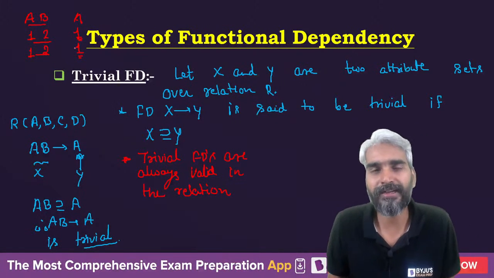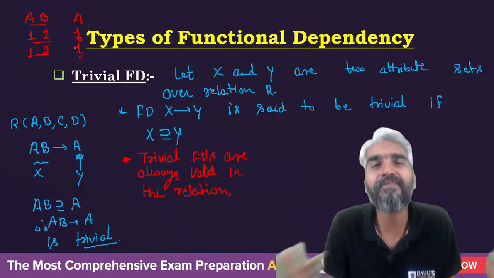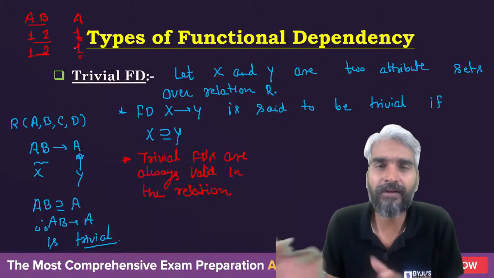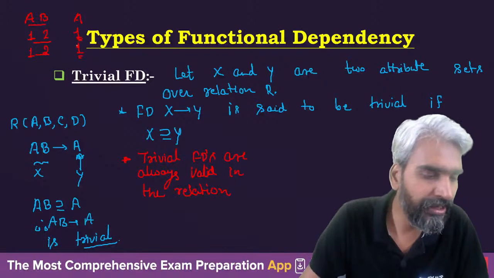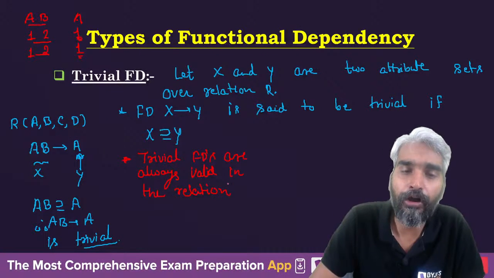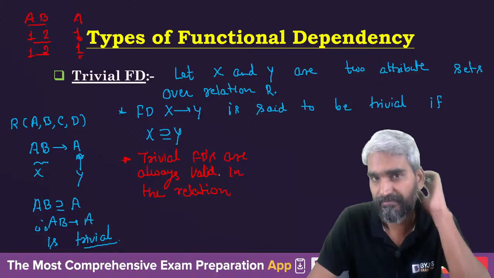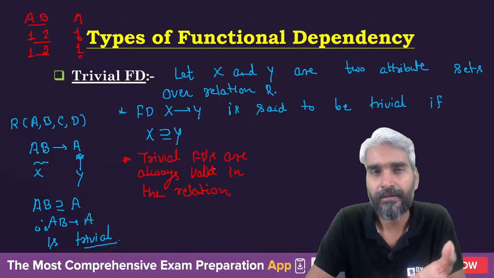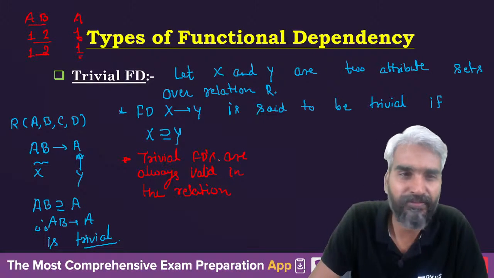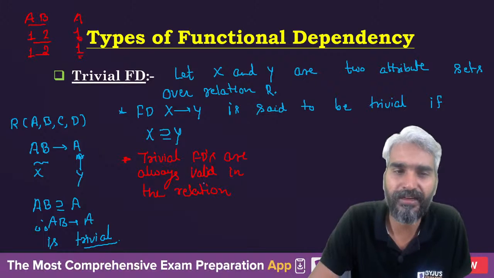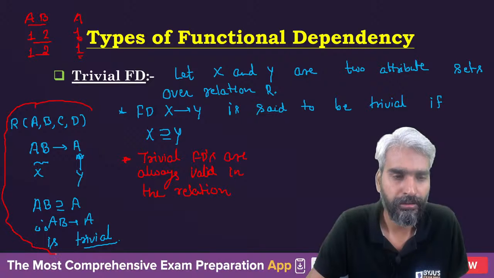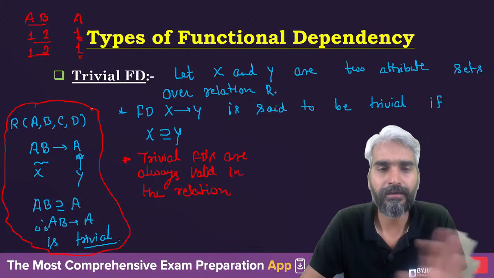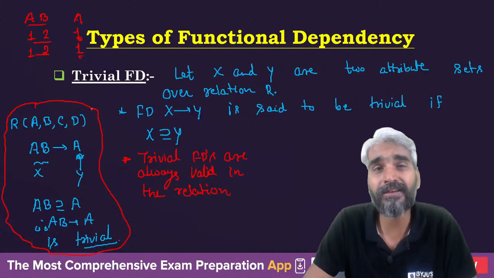Therefore, you can eventually understand that this will always be a valid FD. This cannot be dissatisfied ever. Got the idea? So trivial FDs are always valid in the relation. There is no trivial FD which is invalid for any type of relation. So trivial FDs are always valid in every relation. This is just for the purpose of understanding. I hope you have got the glimpse of what I was trying to say. So this is trivial FD.